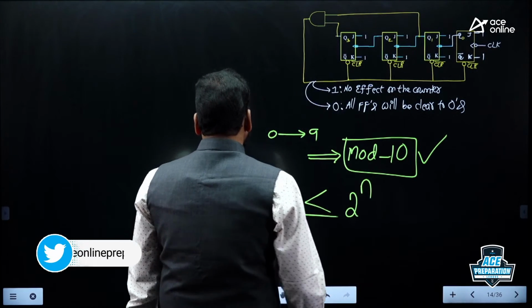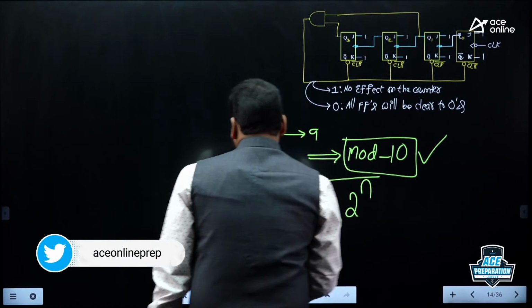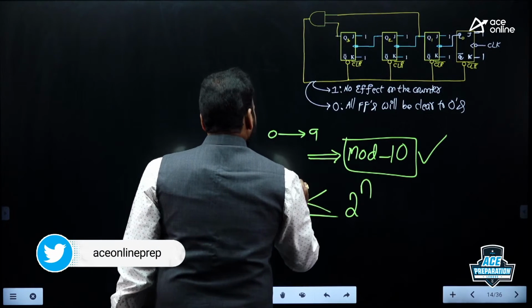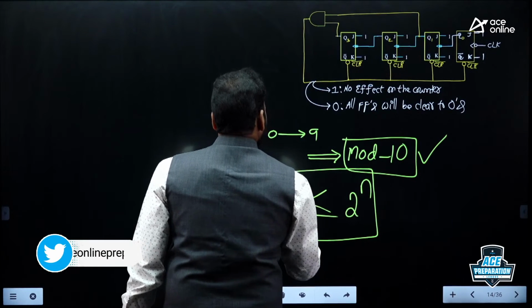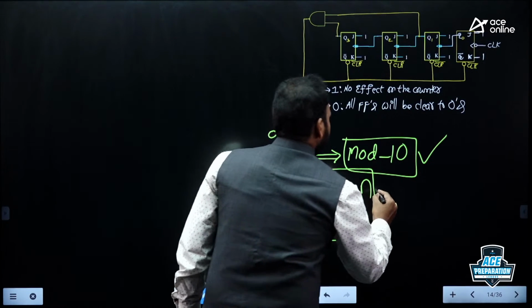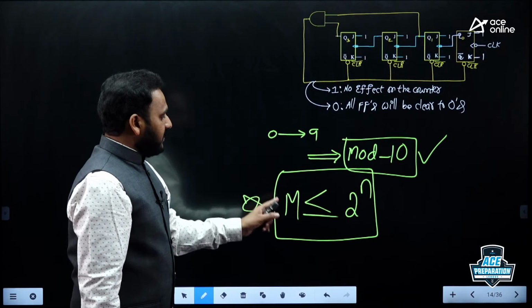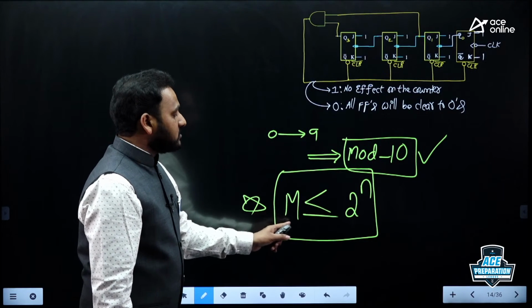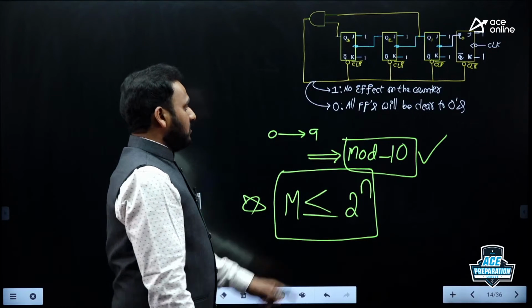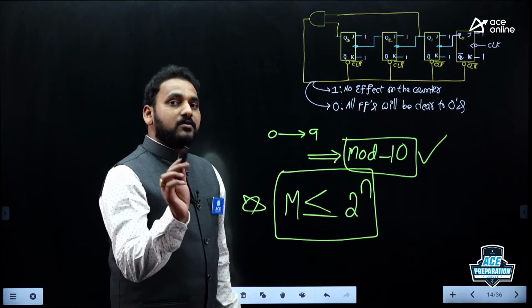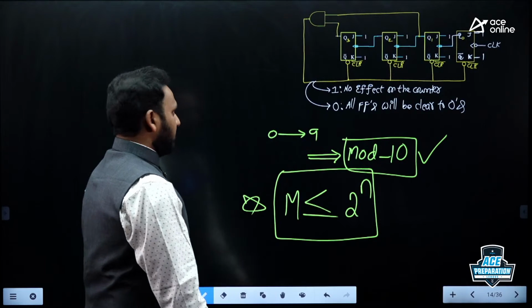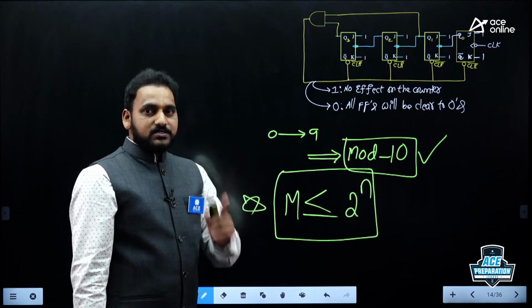You remember this formula where M represents the modulus number and n represents the number of flip-flops. You better write it. I wrote it in the introduction page: I will use M for modulus number and n for number of bits or number of flip-flops. Both are the same, because one flip-flop is a 1-bit storage element.